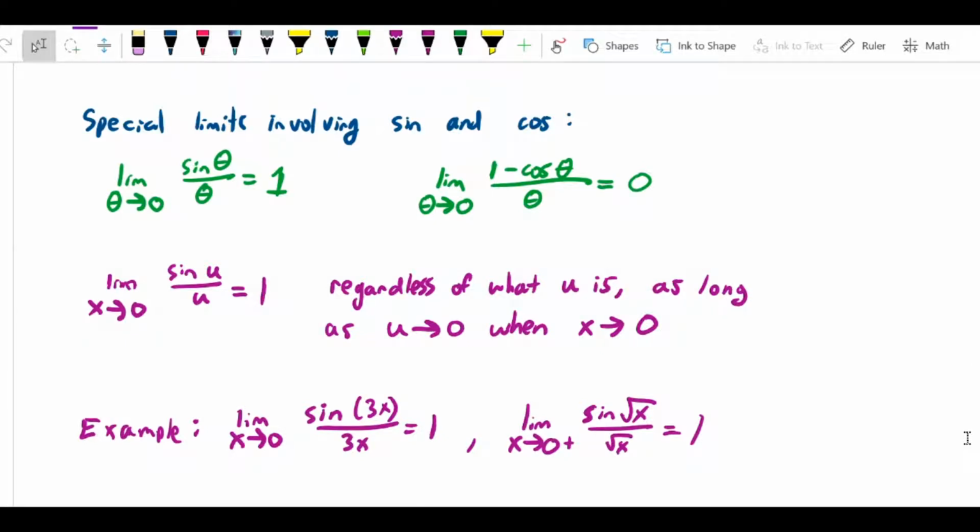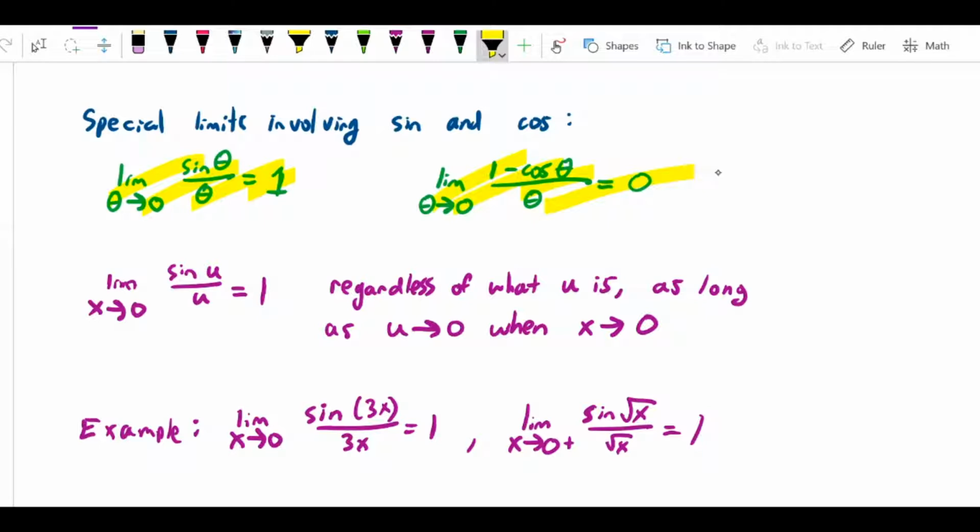So for our next topic, we have a couple of special limits involving sine and cosine. As we saw, all the trig functions like sine and cosine can be evaluated by substitution wherever they're defined. But there are a couple of limits of the form sine theta over theta and 1 minus cosine theta over theta, as theta approaches zero, where it's worth knowing that these limits are equal to 1 and 0 respectively, as I've written here and here.